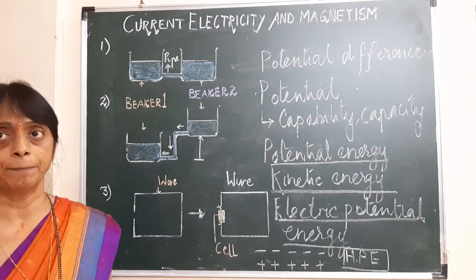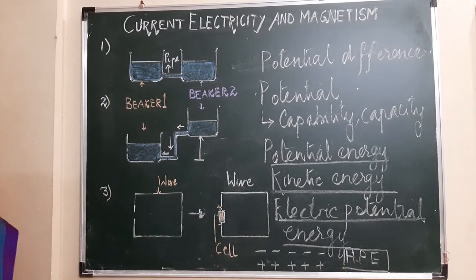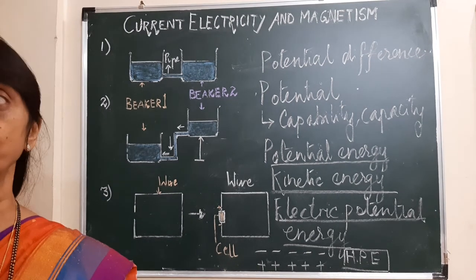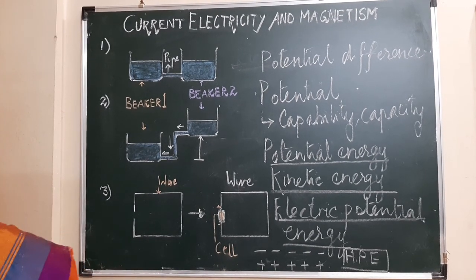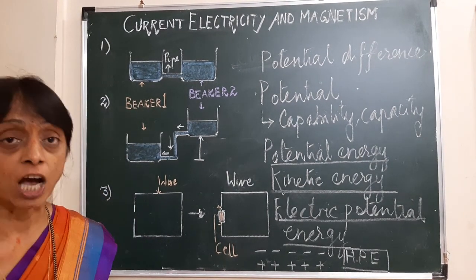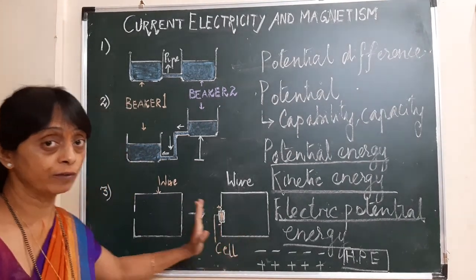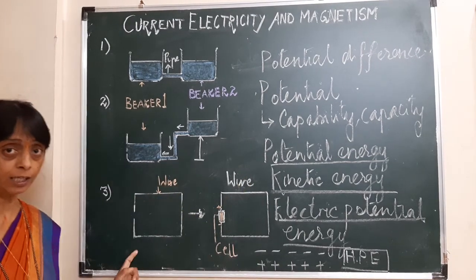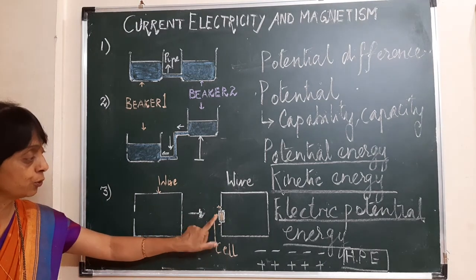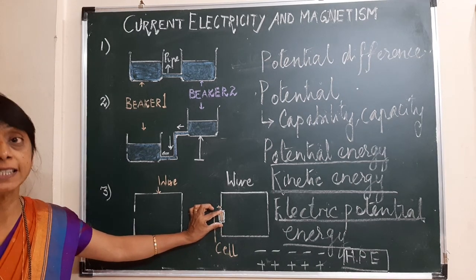So let's come back to understand what potential difference is. Now, what is potential difference? It is just the difference between two electric charges, due to the electric pressure. Now, if we compare figure 3 with the earlier figures, what do we see? The wire has got connected to a cell, or you can say a battery of cells.